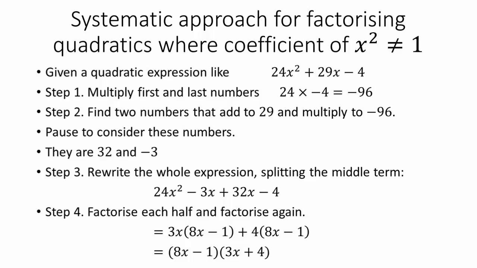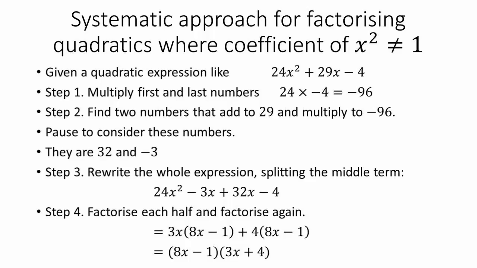The next step is to factorise the first half of the expression, then the second half. So what do I mean by that? If you look at 24x squared minus 3x, they've got an x in common, and they have the 3 times table in common. So we can take out a factor of 3x from both of those terms. That gives me a bracket of 8x minus 1 following it, because 3x times 8x would be 24x squared, and 3x times 1 would be 3x.